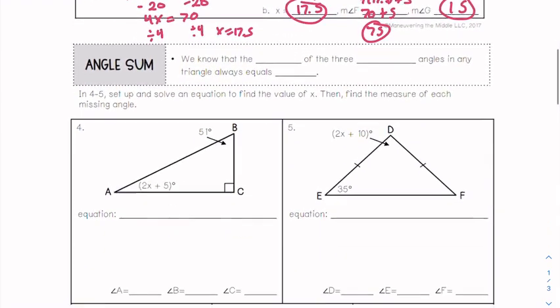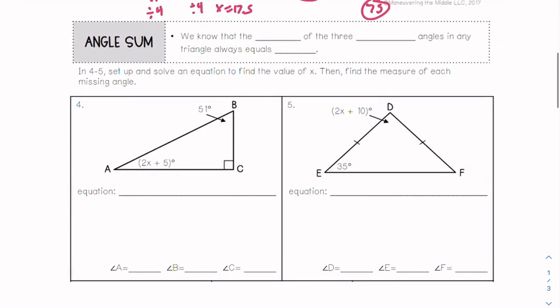All right, let's talk about the angle sum theorem. The angle sum theorem says that all three angles in a triangle add up to equal 180 degrees. So let's fill in our blanks here. We know that the sum of the three interior angles, that's all of the angles on the inside of the triangle, in any triangle always equals 180 degrees.